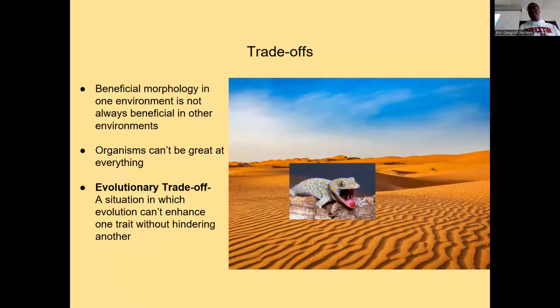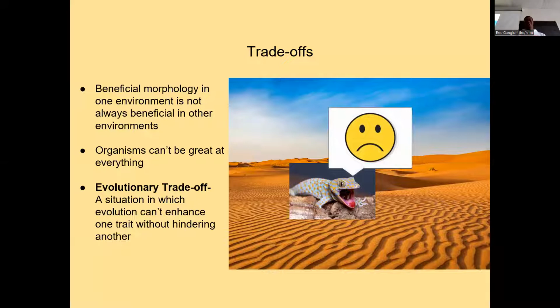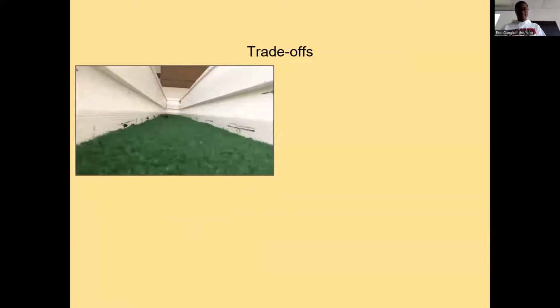Yeah, so let's go back to our little friend, the Toki Gecko, right? It's very, very good at climbing up walls and living in the trees and doing everything that a Toki Gecko does. But if we were to move that gecko to the desert, let's say, it won't do very well. It'll be very sad because its morphology is just not adapted at all to be able to survive in this extreme desert environment. Yeah. All right. So more examples.